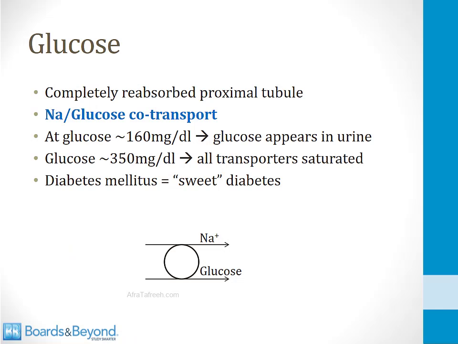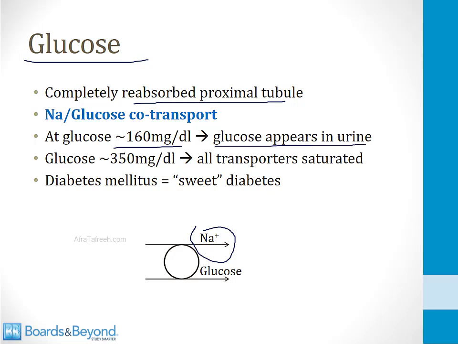Let me pause and make some important points about glucose. It's very high yield for you to understand this. As I told you before, this is completely reabsorbed by the proximal tubule under normal circumstances, and it's reabsorbed together with sodium by a co-transporter. If a patient develops a high glucose concentration in the serum, as occurs in diabetes, if the glucose level gets to about 160, then glucose will start to appear in the urine. At 350 milligrams per deciliter in the serum, all transporters are saturated, and at that point, any further increase in serum glucose leads to more glucose in the urine.